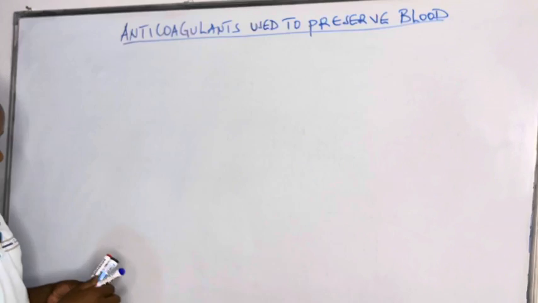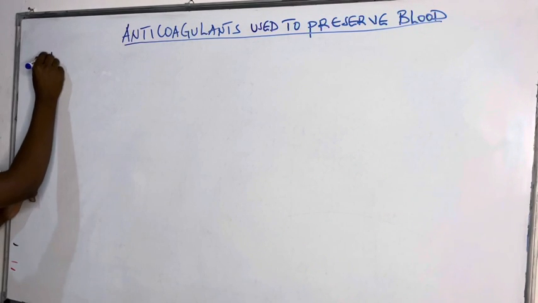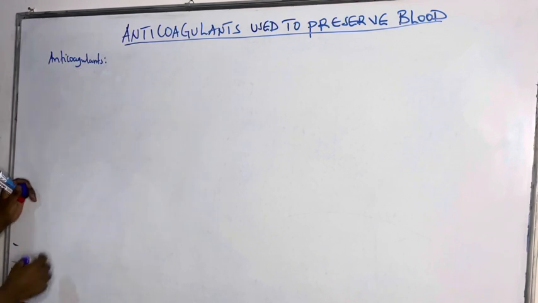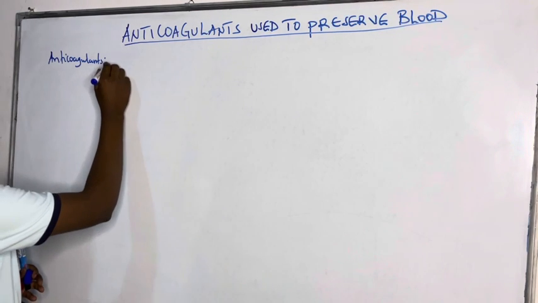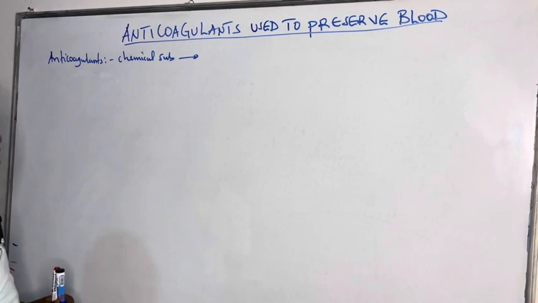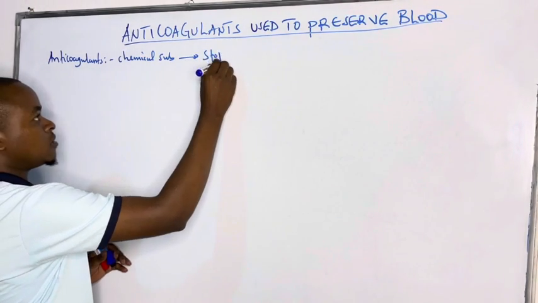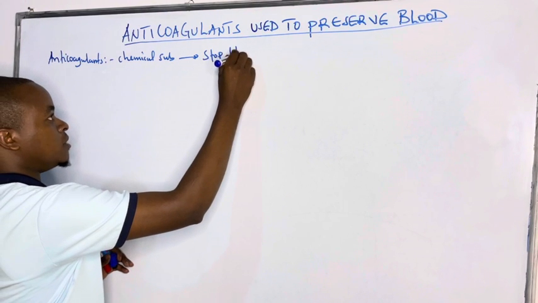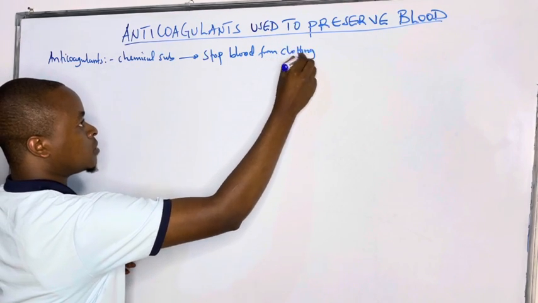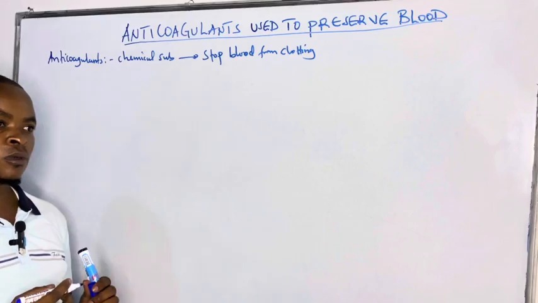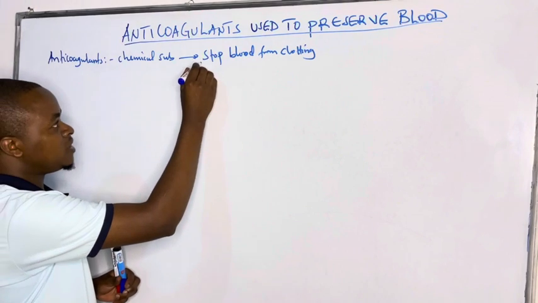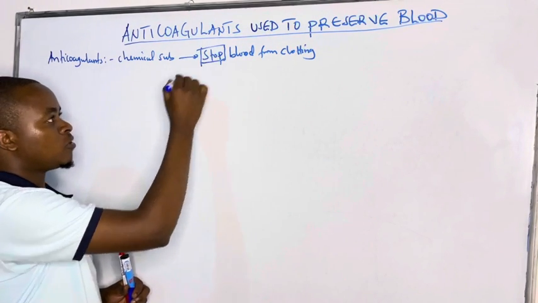And these anticoagulants which we are talking about, what are they? The anticoagulants are chemical substances. They have the ability to stop blood from clotting. So their major aim is to stop or to reduce the rate at which the blood clots. But the major aim is to stop blood from clotting.